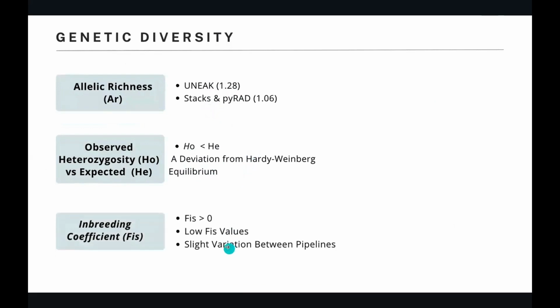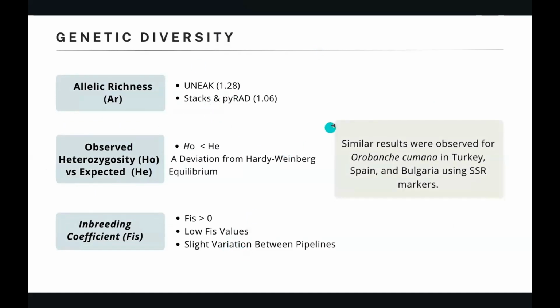Additionally, we observed a low positive value for the inbreeding coefficient. Similar results were reported for Orobanche cumana in Turkey, Spain, and Bulgaria using SSR markers, where low genetic diversity and signs of inbreeding were also observed.